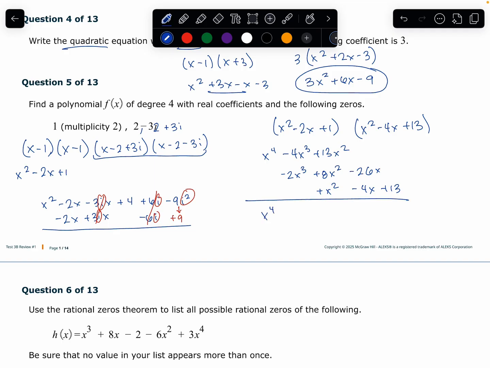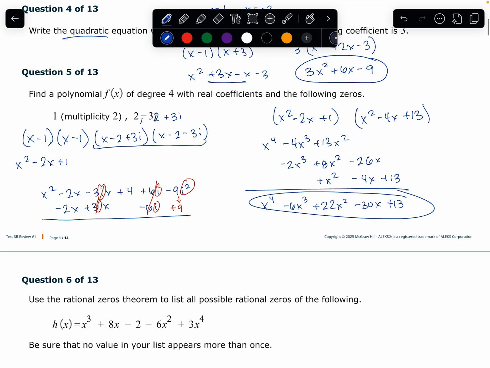So x to the 4th, negative 6x cubed. 13 plus 8 plus 1, that's going to be 22x squared. So plus 22x squared minus 30x plus 13. Finally, I have my polynomial.